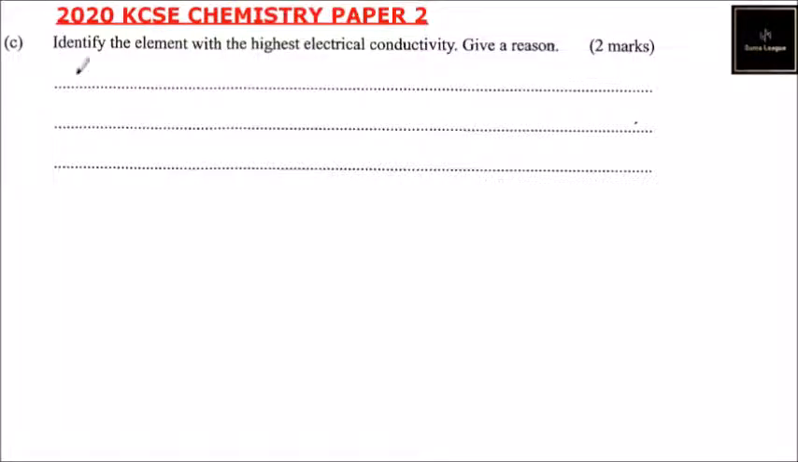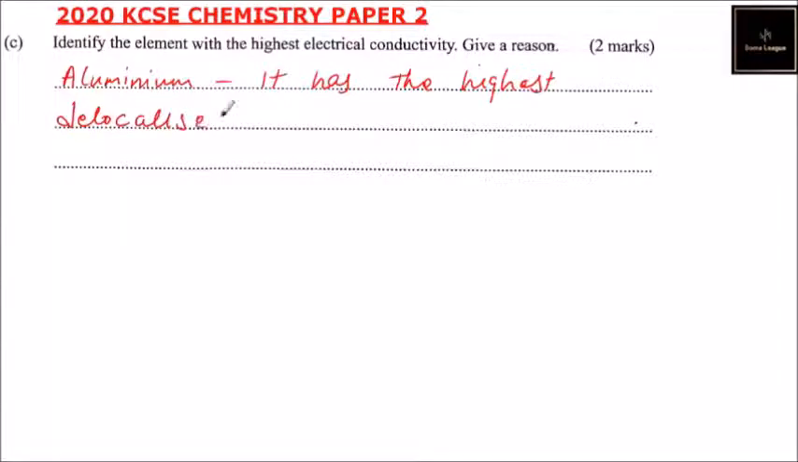Part C, identify the element with the highest electrical conductivity. Give a reason. So the element with the highest electrical conductivity is aluminium. Reason: it has the highest delocalized electrons.